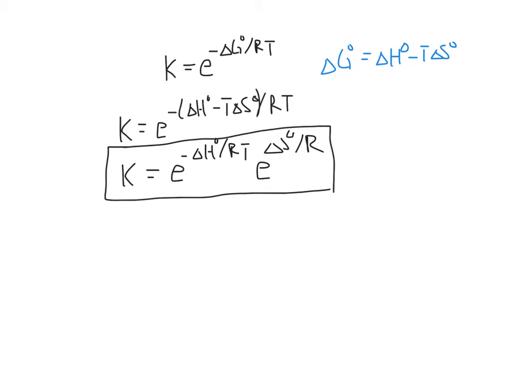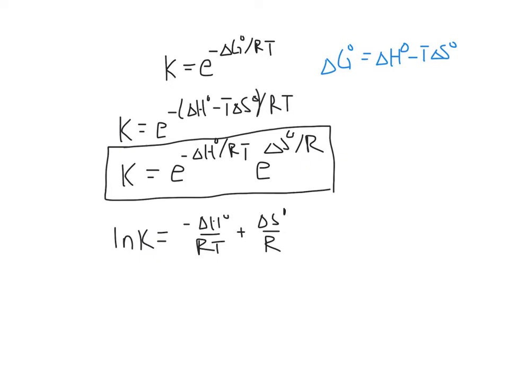Let's do a little bit more algebra on this and see if we can write this in a straight line y equals mx plus b form. So to do that, we have exponentials, and so it seems like it might be useful to take the natural log of both sides of this equation. So when we do that, we get the natural log of K is equal to minus delta H naught over RT plus delta S naught over R.